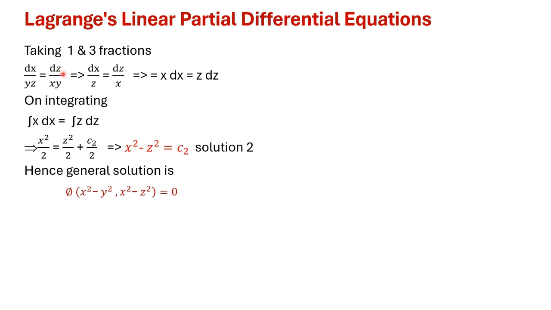Now we will take fractions 1 and 3. Here y is there, and here also y is there. So this y and this y will get cancelled. We'll get this. Bring x here, bring z here, and we'll get this. On integration, we get this, and this c2 by 2 is the integral constant. Here all the 2s will get cancelled. Bring this z to this side, then we'll get x square minus z square is equal to c2. This is solution 2. Now we have solution 1 and solution 2. Hence the general solution is phi is equal to solution 1 comma solution 2.